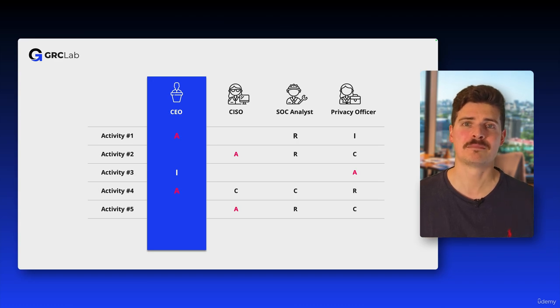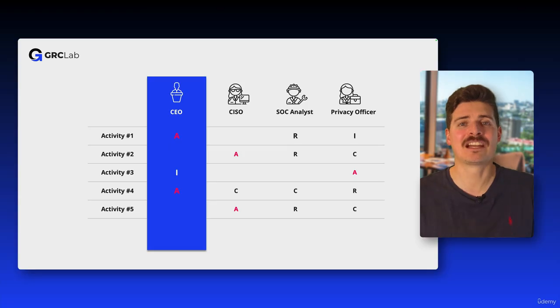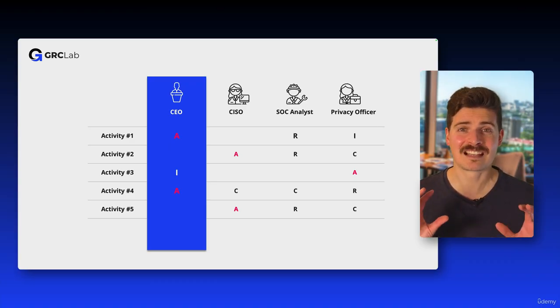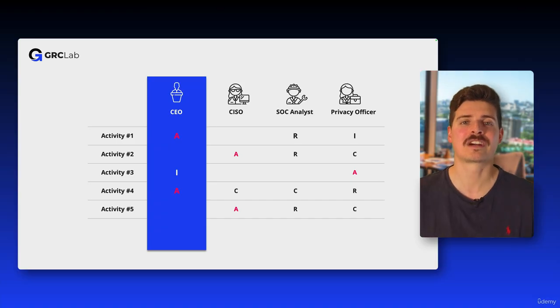Now, the purpose of the RACI matrix is to ensure that everyone in the organization understands their responsibilities and obligations, leading to a clear line of communication and hopefully effective decision making. By using this matrix, organizations can avoid confusion and overlap of duties, increase productivity, and achieve their goals more efficiently. I encourage you to study this example closely and consider how a RACI matrix can be applied in your own organization.